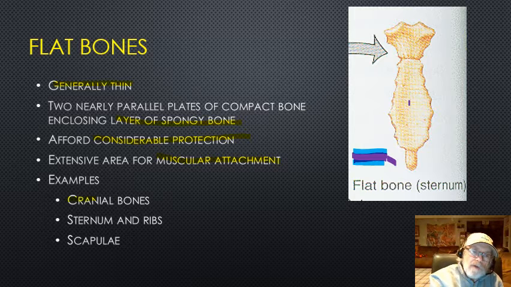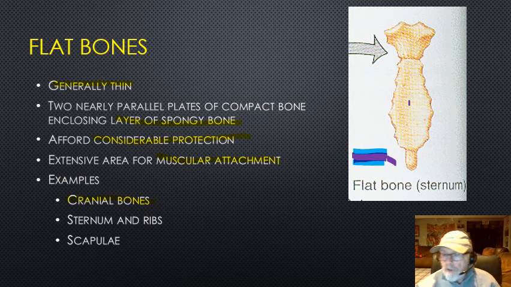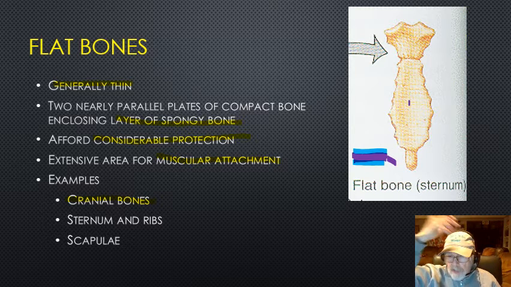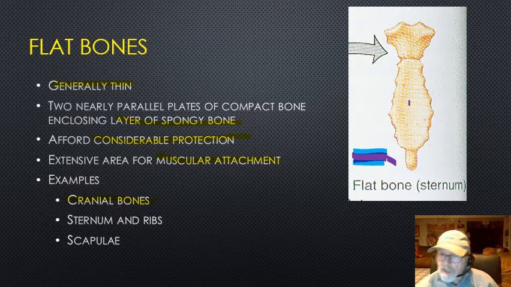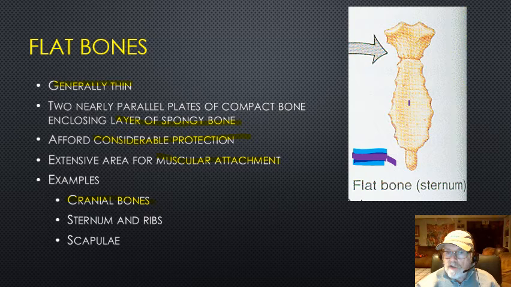Some examples of those are the cranial bones. If you look at the skull, it's like that. In other words, if we were in lab, you'd actually see this. You could pull off the top of a human skull and look inside, and you'll see that cortical layer on the outside and the inside, and you see sort of a spongy layer between, which is that cancellous bone. So those are the cranial bones.